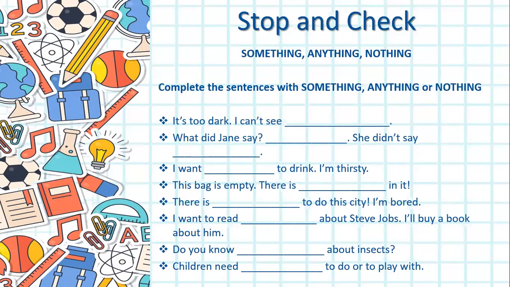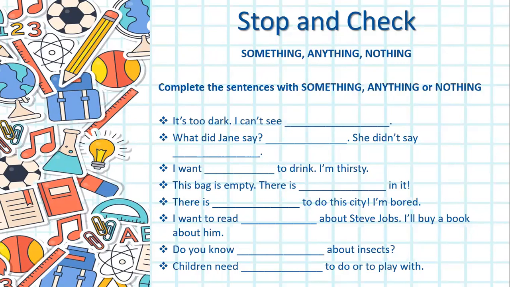Anything. Yes. No, anything. This is about something, anything, and nothing. So, what did Jane say? Nothing. She didn't say anything. Yes, right. I want something to drink because I'm thirsty, right? So this bag is empty. There is nothing in it. Yes, nothing, because it is empty.